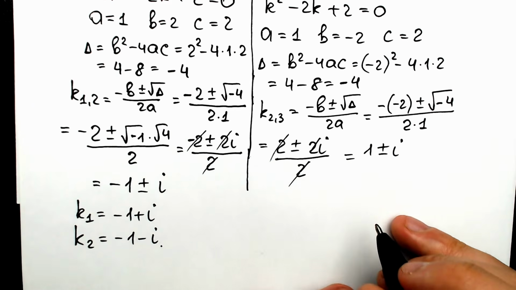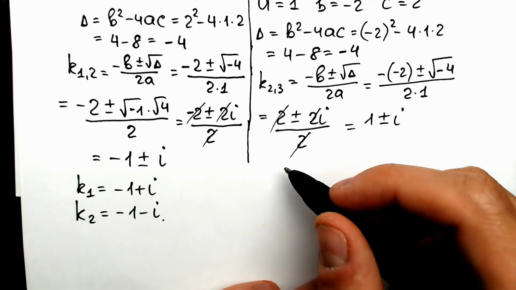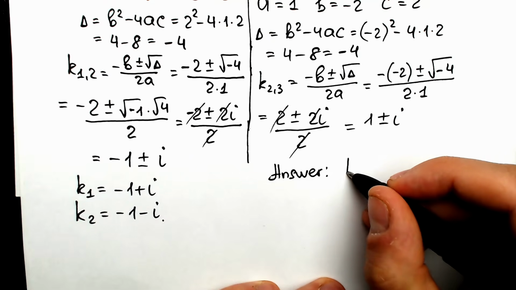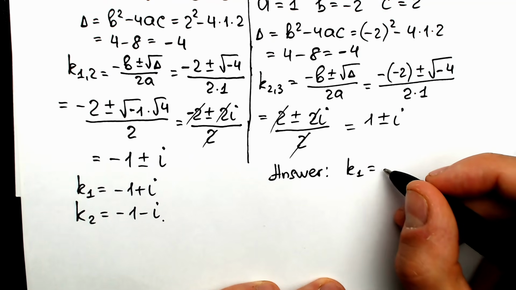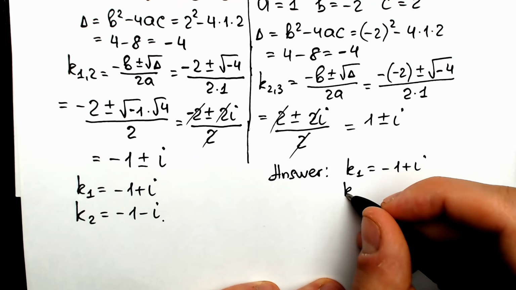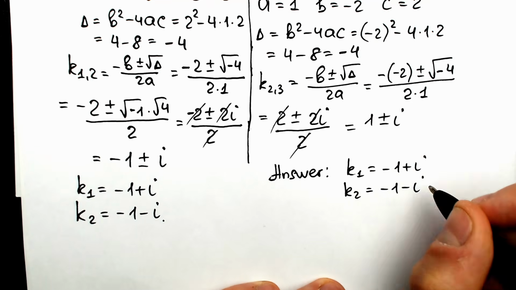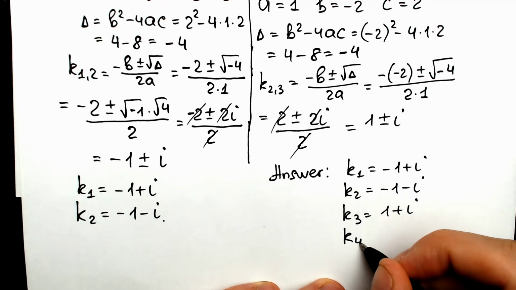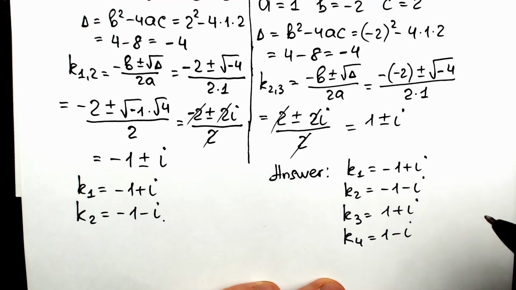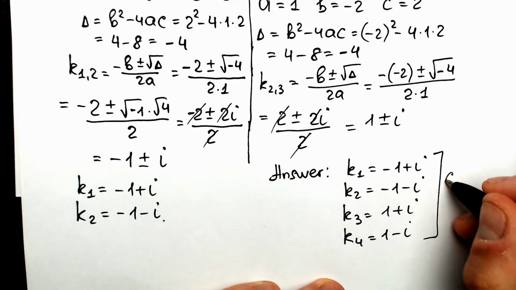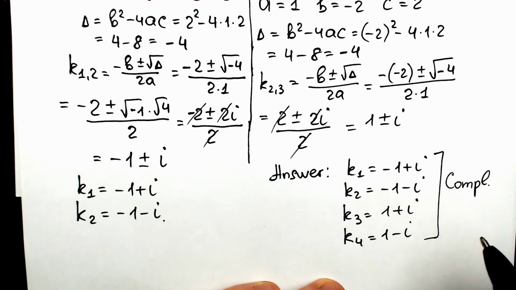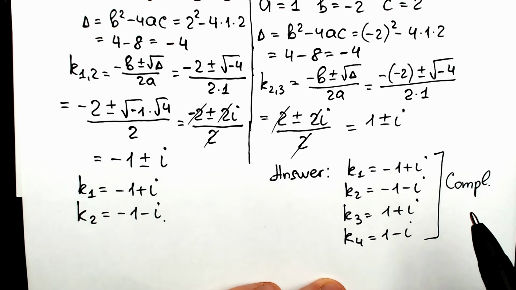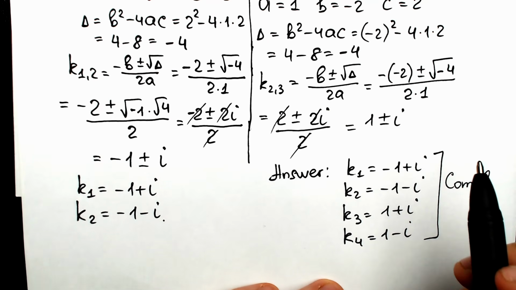So let's gather all the roots together right here. For example, on the right side, our answer to this question: k first, I'm going to rewrite from here, minus 1 plus i, k second equals minus 1 minus i, k third equals 1 plus i, and k fourth equals 1 minus i. So all these four roots are complex roots, and none of these are real. As you can see, we have i in every case, and this is our solution to this question.